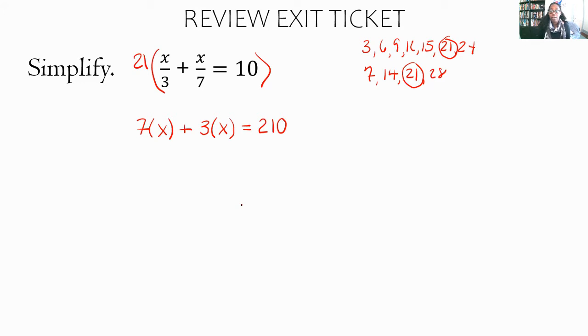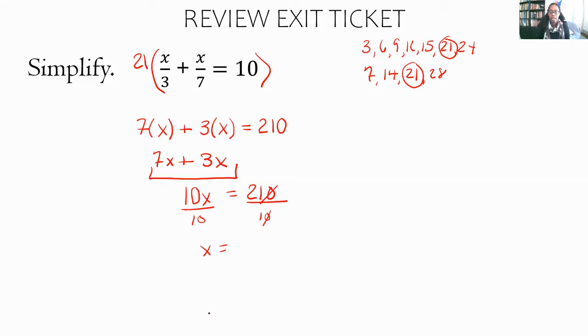Now we're going to combine our like terms. We have 7 times x, which gives me 7x, and 3 times x gives me 3x. Since they're like terms, we can combine them on the same side, which gives me 10x, and then I just bring down the equals 210. Now I'm dividing both sides by 10. Here's my secret when I divide both sides by numbers that can cross out: 0 and 0 can cross out. So now I have 21 over 1, which is simply 21. So my x value is going to equal 21 to give me that true statement. Because 21 divided by 3 is 7, and 21 divided by 7 is 3. 7 plus 3 equals 10.